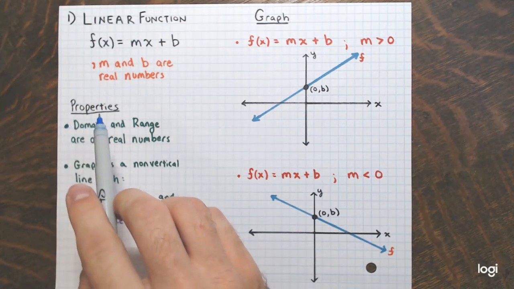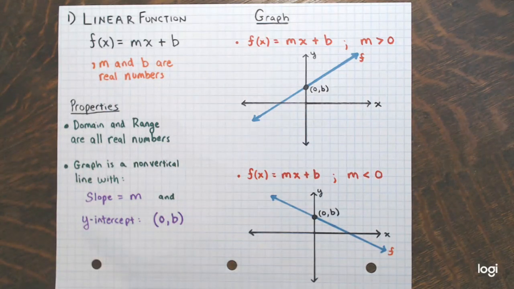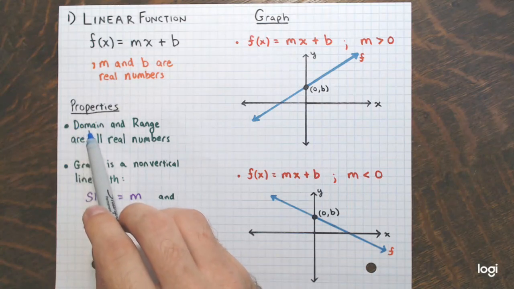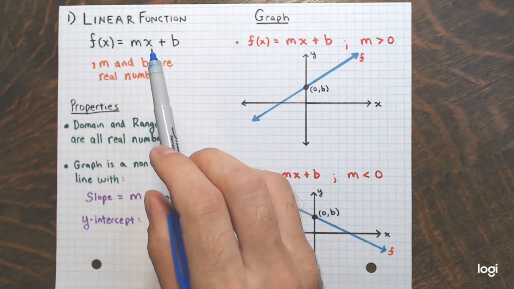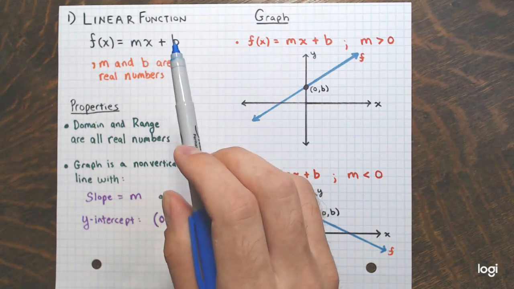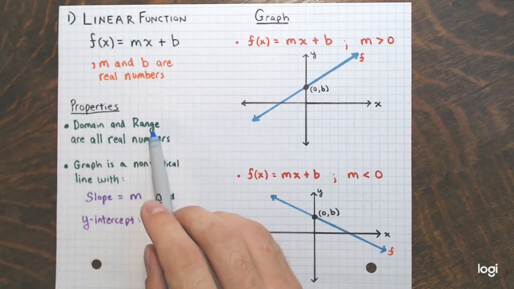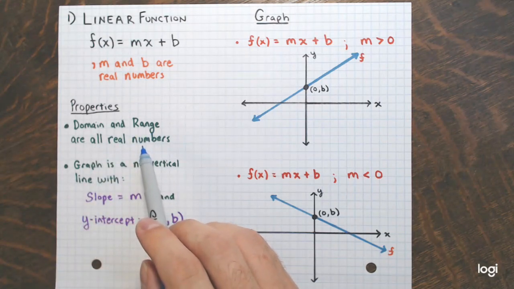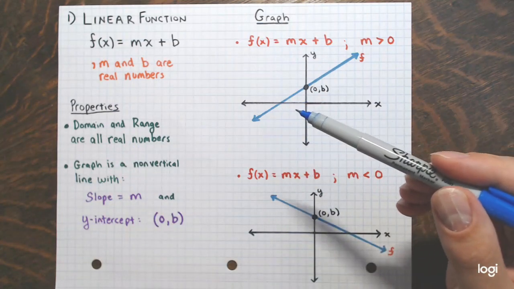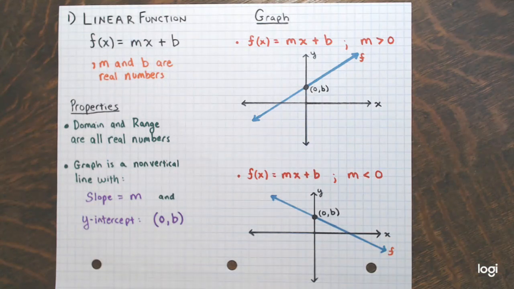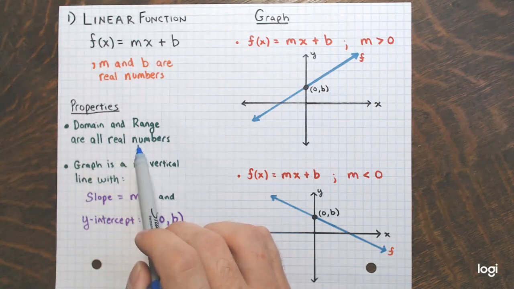Okay, so some properties that a general linear function has. First off, the domain is the set of all real numbers, meaning I can plug in any number I wish, any number on the number line for x, and get a real output. And the range is also the set of all real numbers, meaning that every value on the y-axis is the y-coordinate of some point on the graph. Every value on the y-axis is an output for some value on the x-axis. So the domain and range are all real numbers.